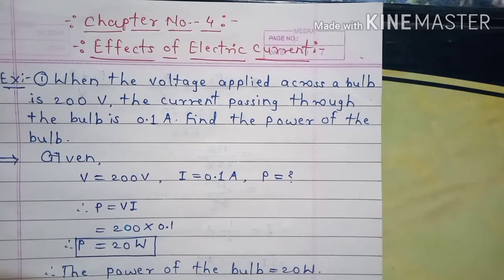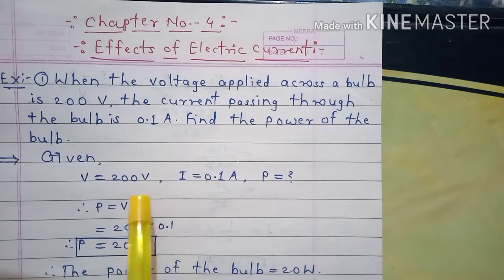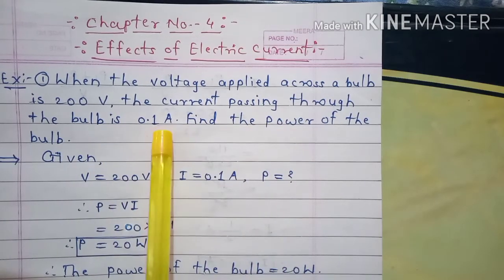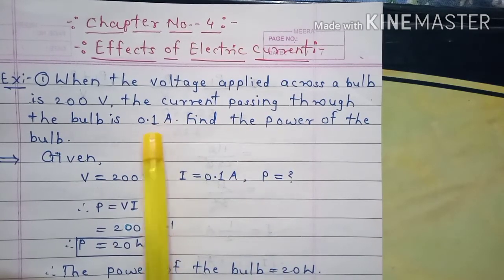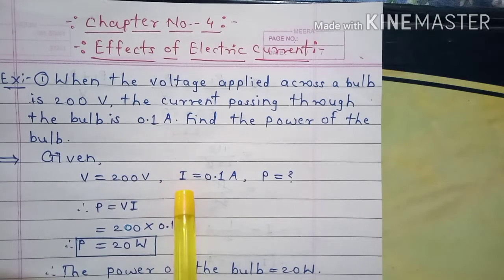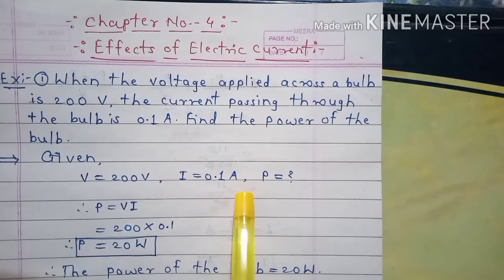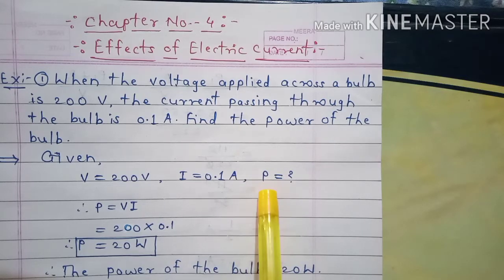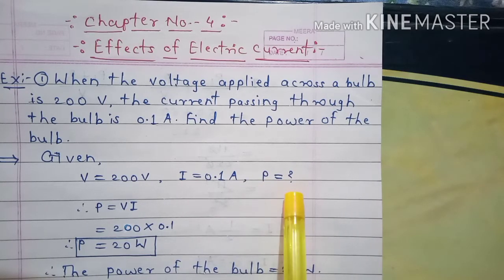So first of all, whenever any example is given, children, first of all we have to write down the given things. So here given things are, that is voltage is given, that is potential difference is given, that is V is equal to 200 volt. Then current is given, children. Current we are measuring in ampere. So current I is equal to 0.1 ampere. And what they asked here, power P is equal to question mark.